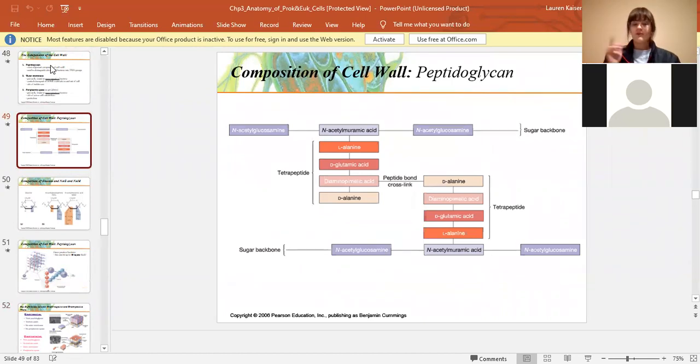But I was told by Dr. B that I had a couple people ask me, how much do we need to know about the peptidoglycan? Because this is a big word and it looks super sciencey. What do I need to know? All you need to know is that it's alternating NAG-NAM. It has the tetrapeptide, a peptide bond crosslink, and another tetrapeptide. Try to say that 5 times fast. And also remember that the NAG-NAM are derivatives of glucose.